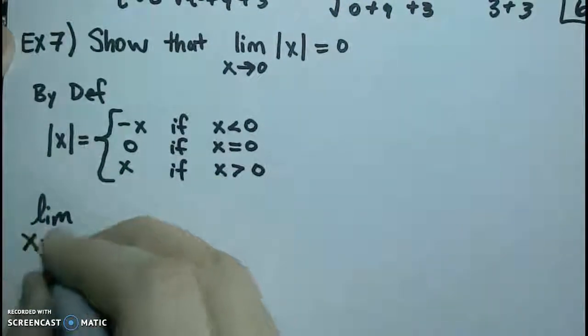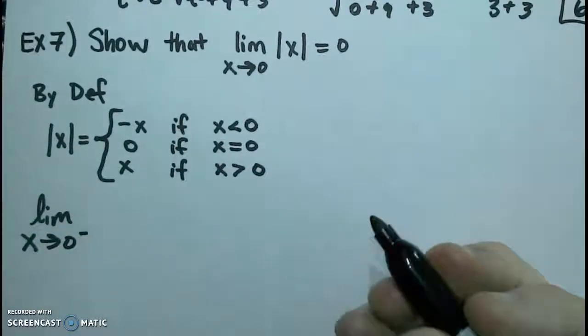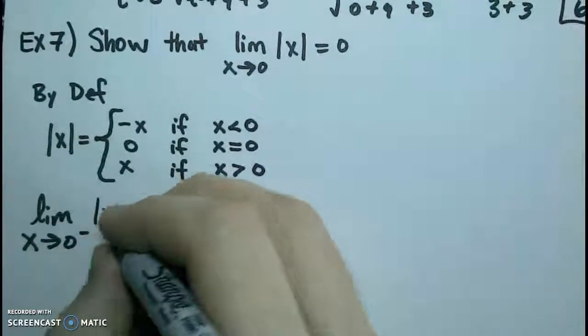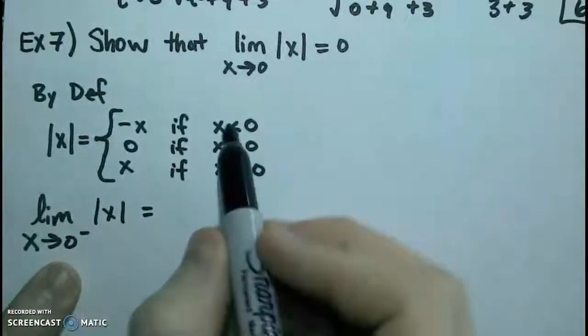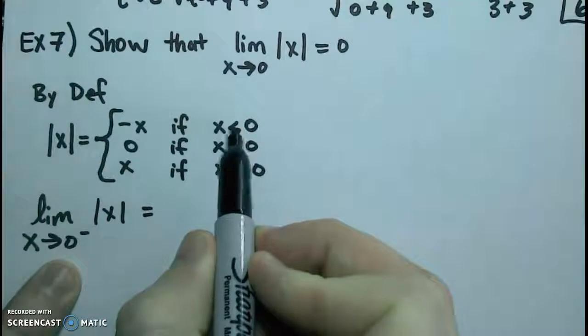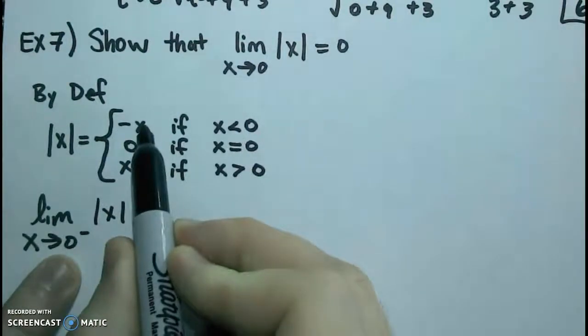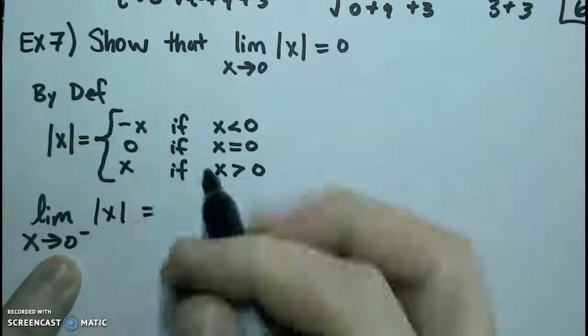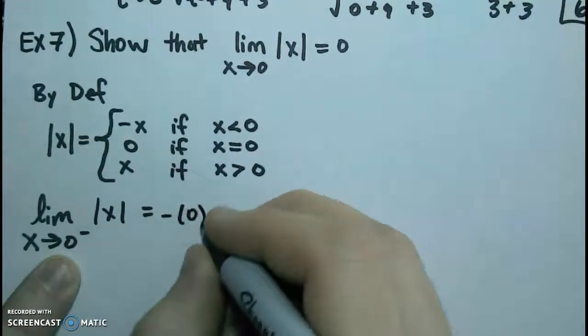So if I look at 0 from the left for absolute value x, we can see that to the left of 0, we get negative x. So if I plug 0 into that part of the function, I get negative 0, which is 0.